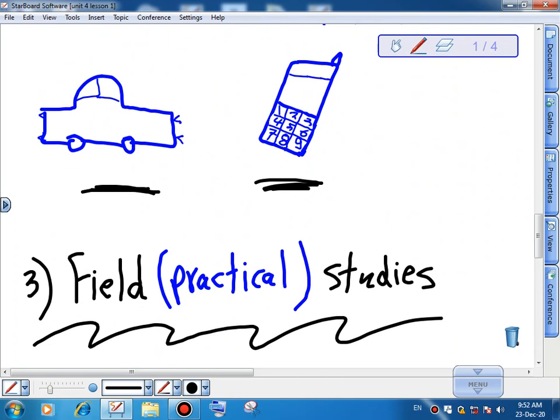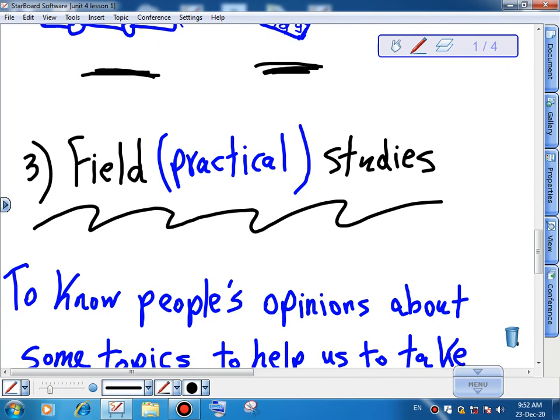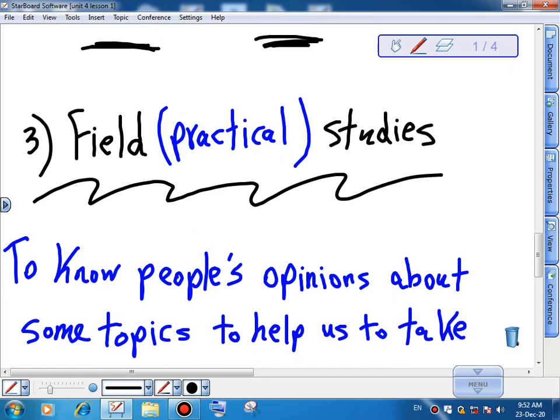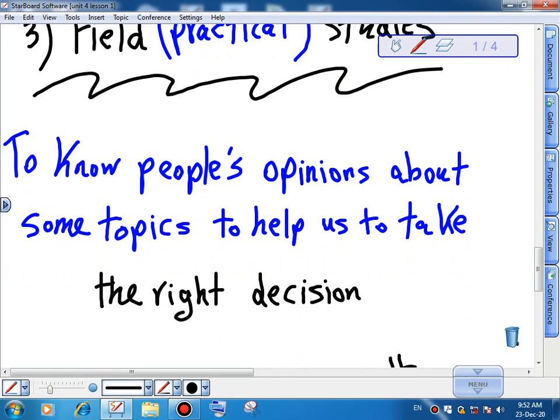Okay? And the third way is called field or practical studies. Field studies. What's the meaning of this? We use this way to know people's opinions about some topics to help us to take the right decision. What's the meaning of this?